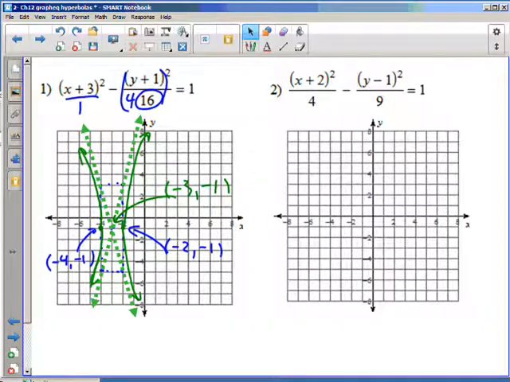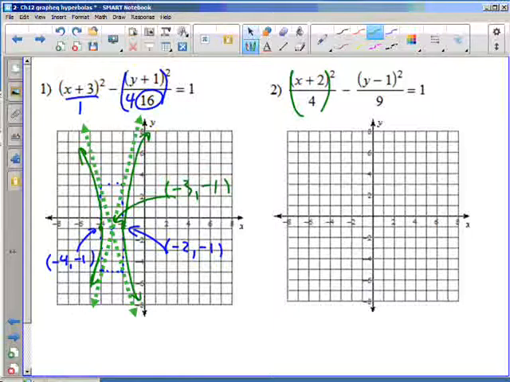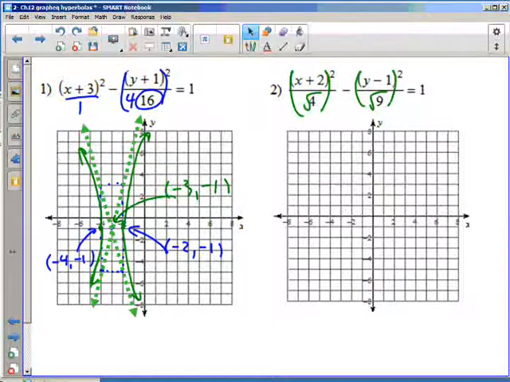Let's do the next one here. Again, this one doesn't have the slopes inside, so I'm going to take the square root of those denominators. Conveniently, they're perfect squares. So we plot our center again. Center at -2, 1.